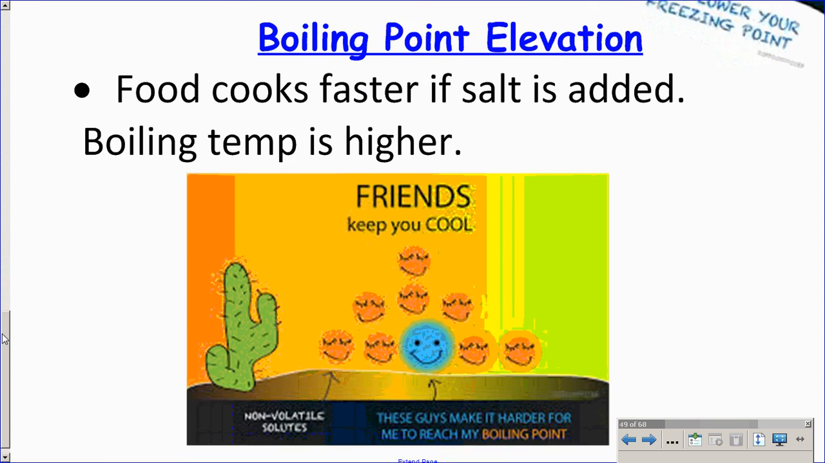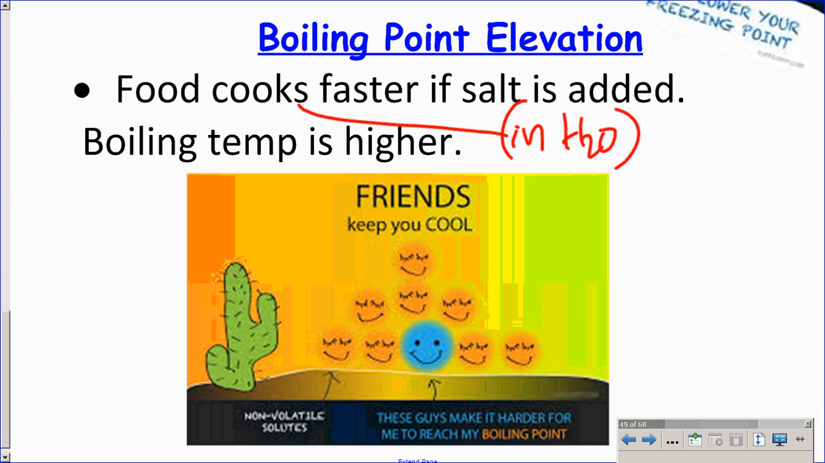Okay, boiling point elevation. So this one's going to relate to something you've probably seen in your own kitchen before. Food cooks faster if salt is added, but the food has to be cooking in water. In what situation in the kitchen would you add salt to water? Spaghetti.